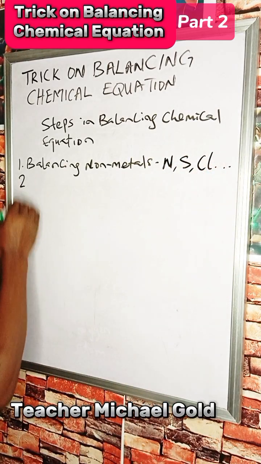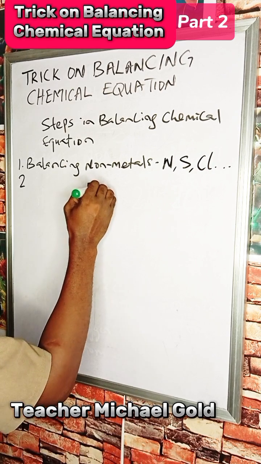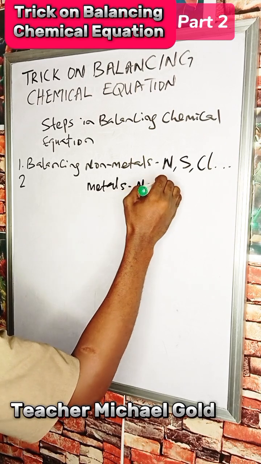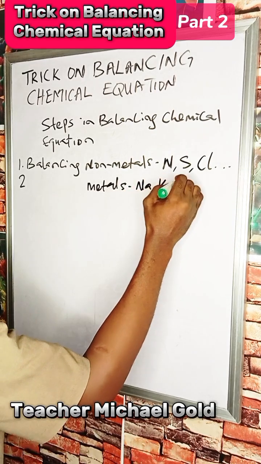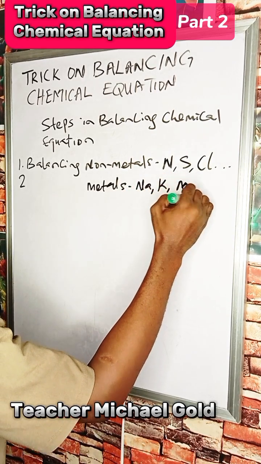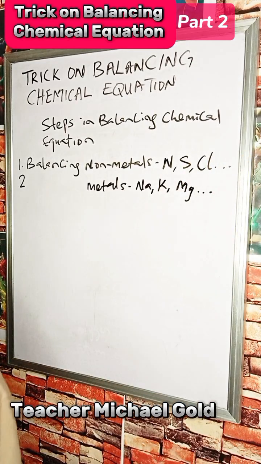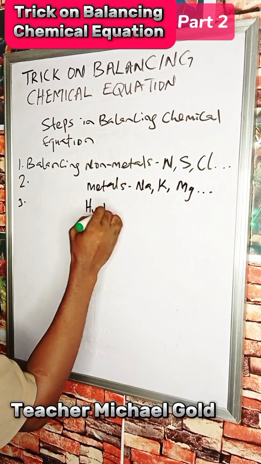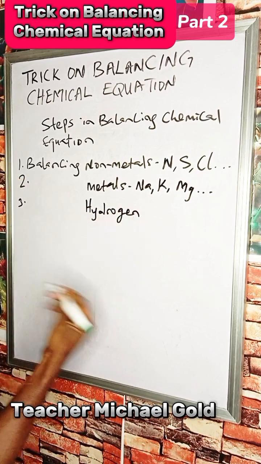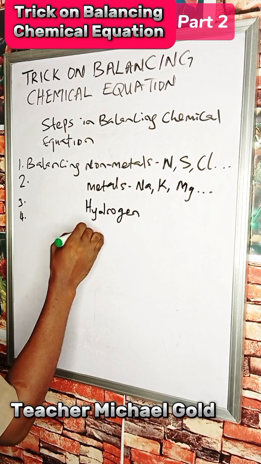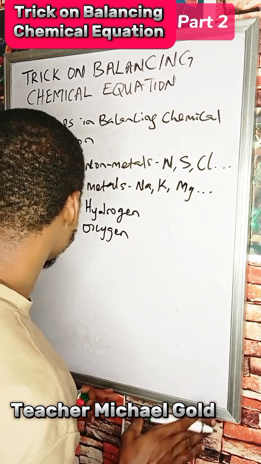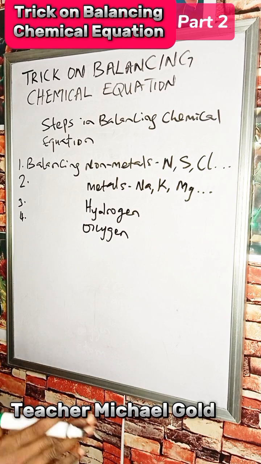Then the next step is balancing metals. Metals like sodium, potassium, magnesium, and more. Then the next step is balancing hydrogen. And the last is balancing oxygen. So if you follow these steps, this will guide you to balancing chemical equations successfully.